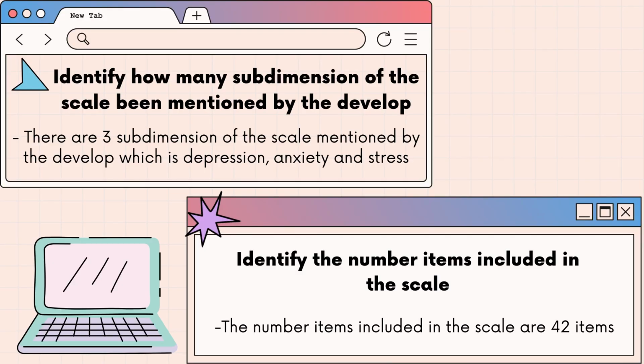Next, identify how many subdimensions of the scale were mentioned by the developer. There are 3 subdimensions of the scale mentioned by the developer, which are depression, anxiety and stress. As shown in the original form, the scale is composed of 3 factors.